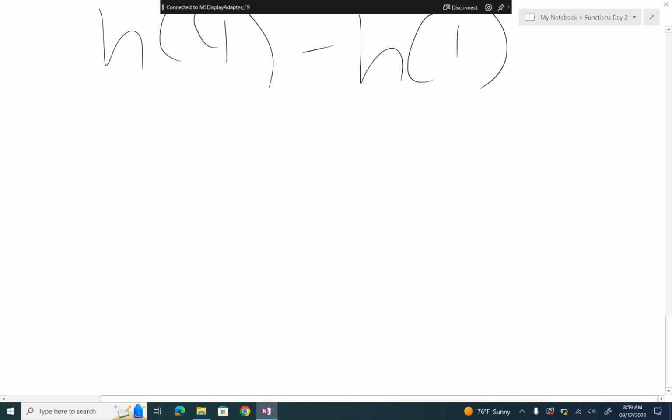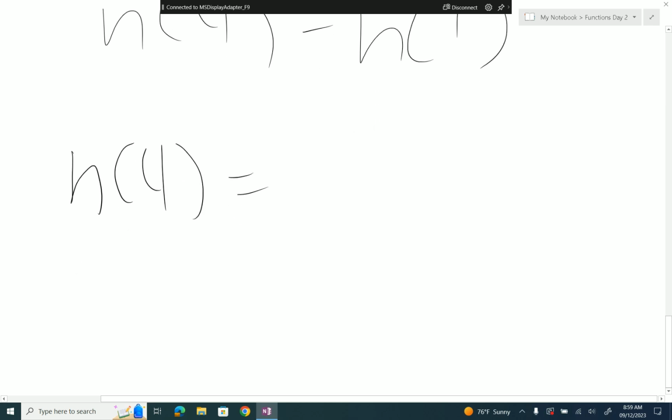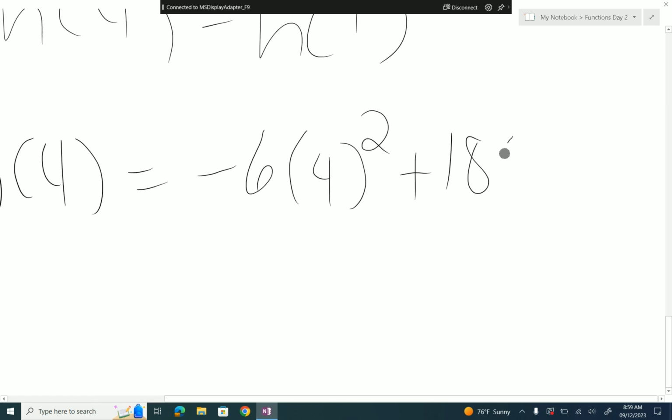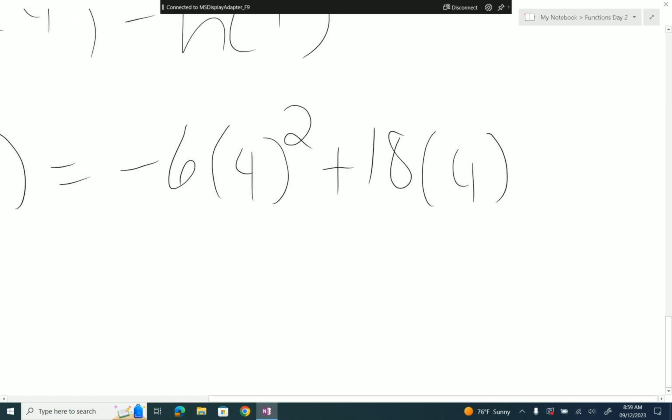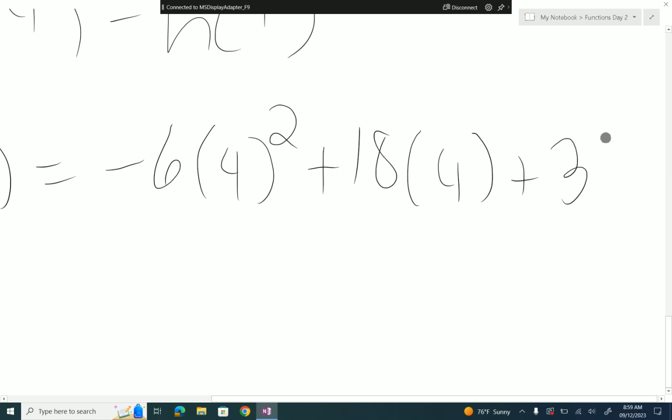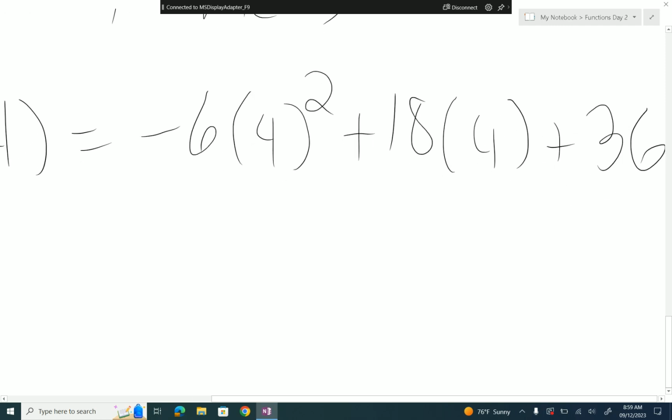So for h of 4, what am I going to do with the 4? Where am I going to place it? Where all the x's are, yeah. So I'm going to place one by the negative 6, and that's going to get squared. And then I'm going to place one by the 18. I'm going to put a 4 here as well. And then I'm going to just add on my 36 here. So I just got 2 x's, so I've got 2 4s now.